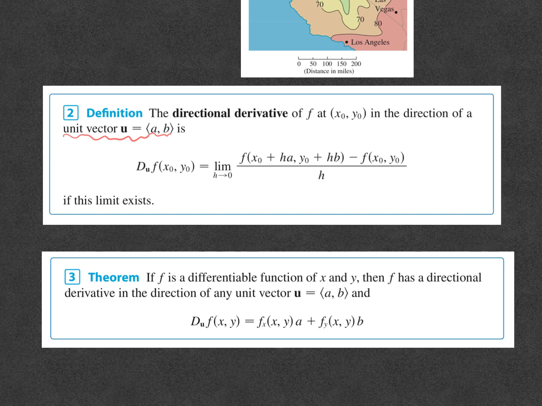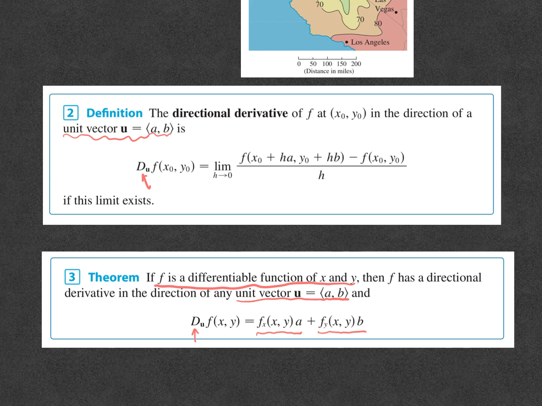Let's make this notation a little bit nicer and easier to use. In box 3, the theorem says if f is a differentiable function of x and y, so that's the big part there, and f has a directional derivative in the direction of any unit vector u equal to the vector AB, then this is our notation here, this D sub u. This is your directional derivative notation. The directional derivative of f at (x, y) is equal to the partial derivative with respect to x at (x, y) times a, plus the partial derivative with respect to y at (x, y) times b. So we're going to use this.